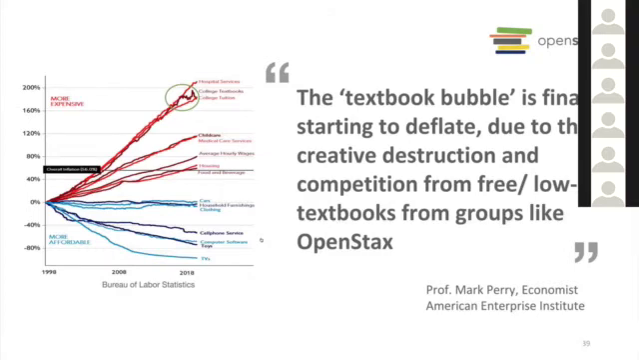So what's really exciting to us, though, is when we look at that college textbook line, we start to see that wobble, right? And the economist at the American Enterprise Institute, Mark Perry, said, the textbook bubble is finally starting to deflate due to the creative destruction and competition from free, low-cost textbooks from groups like OpenStax. So I think this is a great chart because it shows that we're beginning to make significant progress because of open educational resources and low-cost textbooks, driving that price down for students across the space.